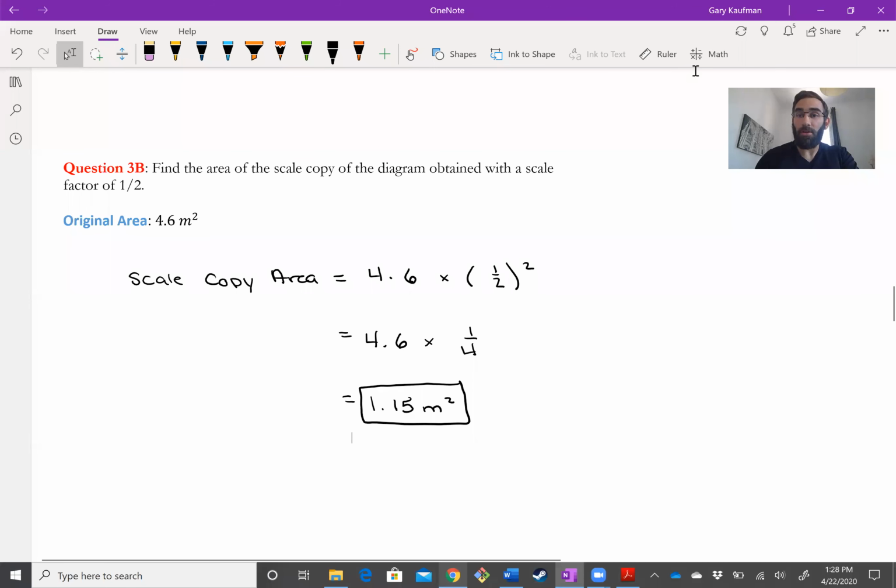Now, I left my work in fraction form, but you might know that a scale factor of 1/2 is the same thing as dividing by 2. So in essence, what we're doing is dividing by 4 because it's area. So we're doing squared. So we divide by 4, which is the same thing as multiplying by 1/4.